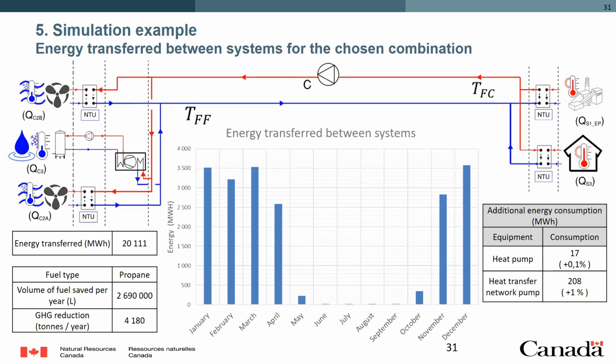So as you can see, in terms of the energy that gets transferred, the additional energy consumption of the heat pumps and the heat transfer network pump is minimal. It's below 2%, at least for this example.